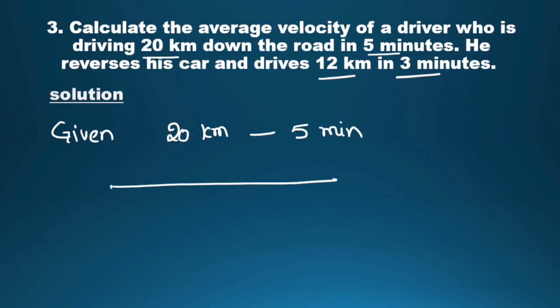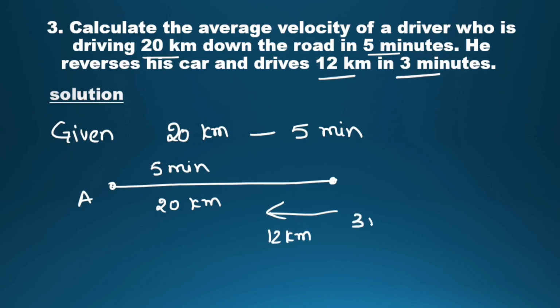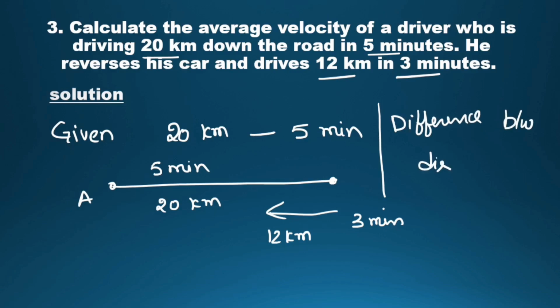Now see, he starts from A. Here he covers 20 kilometers in 5 minutes. After that, he reverses his direction. That is 12 kilometers in how much time? 3 minutes. Now, in this case, we should find the average velocity. Let's see the difference between distances. We should take actually the total distance, but here 12 kilometers is in the opposite direction.